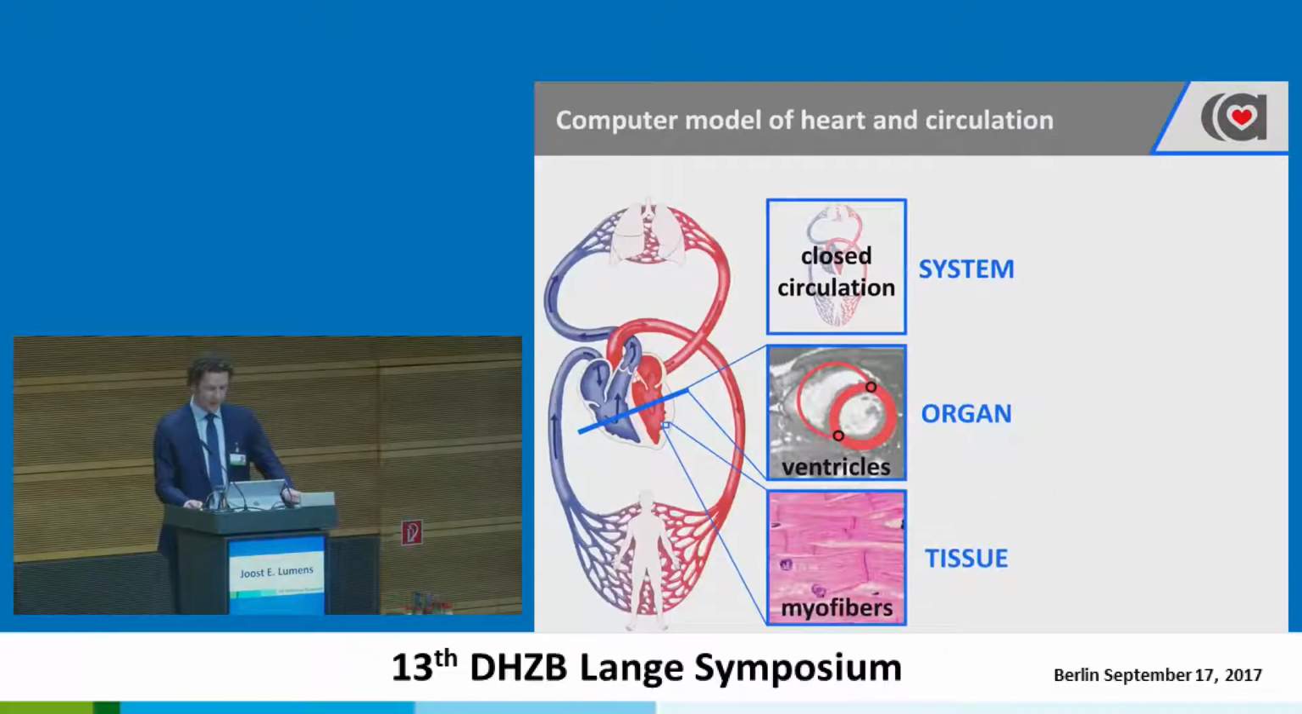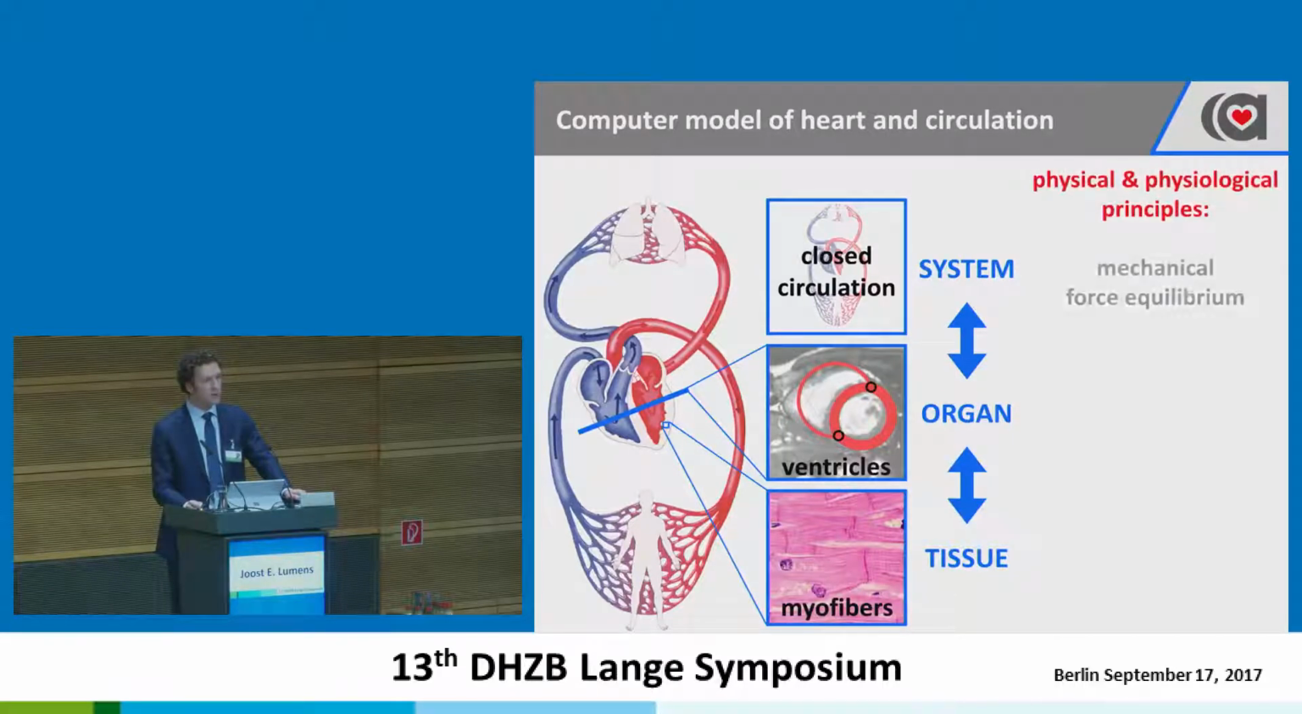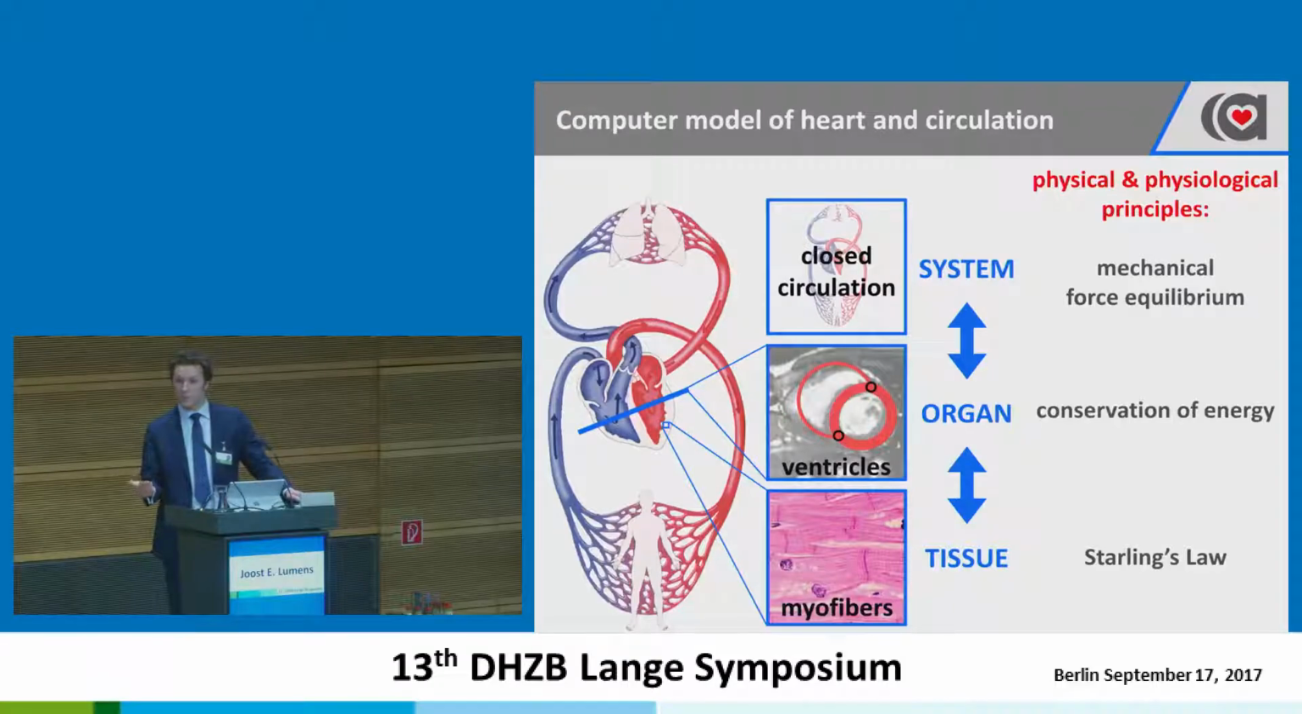So for that, we need a so-called system model, and that system model should describe the essential components that we need to answer a certain question. For example, what is the mechanism behind paradoxical septal motion?